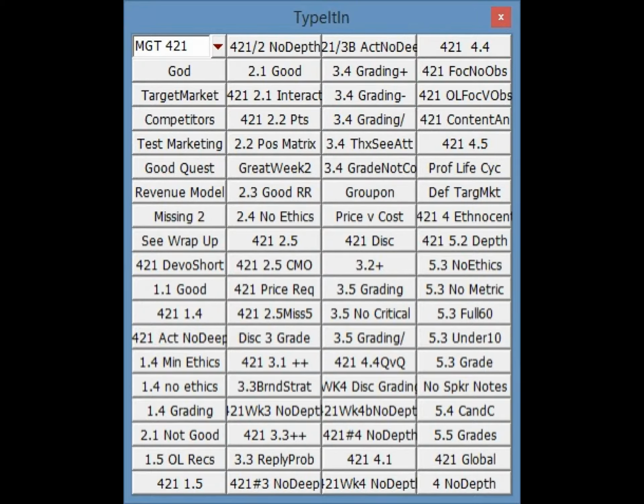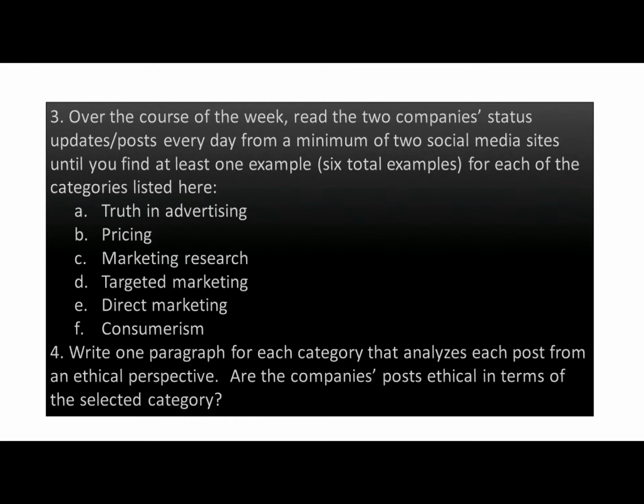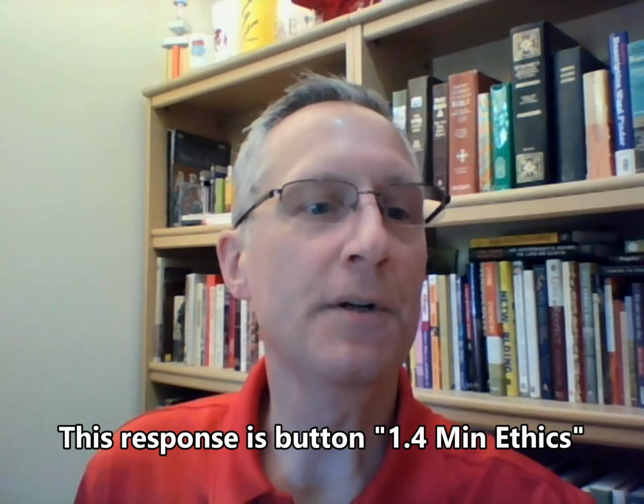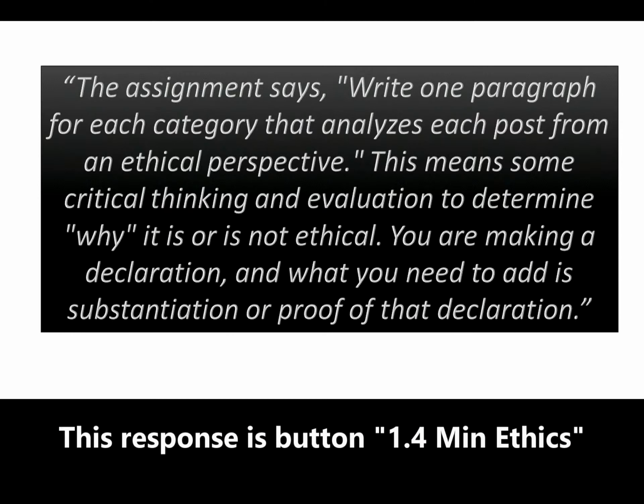So these buttons are designed for that particular course, because as you teach the same course over and over again, you can find a way to save yourself some time. That's great. So let's look at assignment 1.4, which required discussion of ethics. Now, we know that ethics is a difficult topic because it requires theory as well as application. This particular assignment says, write one paragraph for each category that analyzes the post from an ethical perspective.